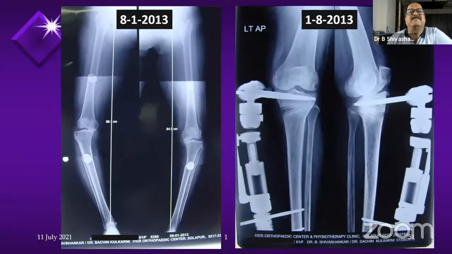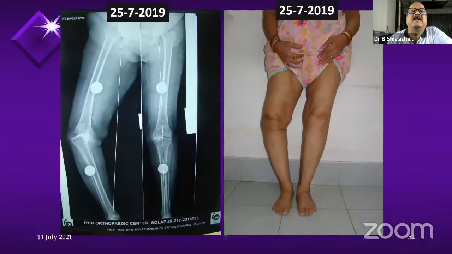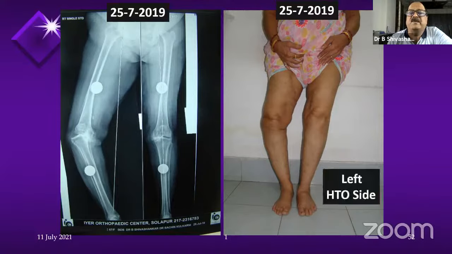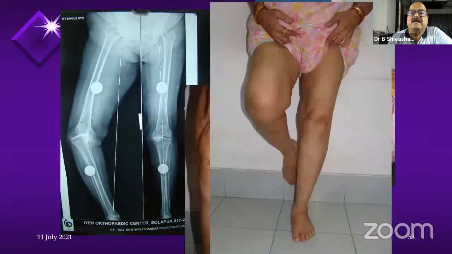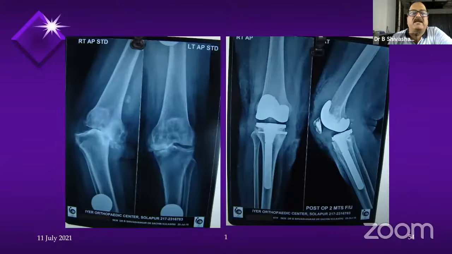Another interesting case, bilateral varus knee. This patient I had seen in 2013. The left side was more severe and painful, so I did the surgery on the left side. He came back to me only in 2019 with good correction on the left side, but you can see the right knee is very bad now. So I advised at this time not an HTO, but a TKR. So this is the picture before the TKR.